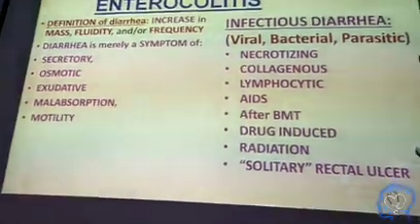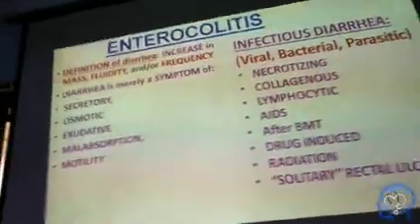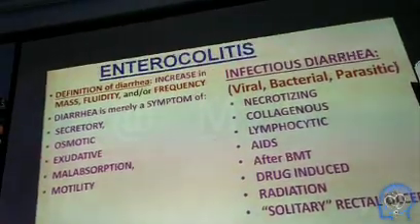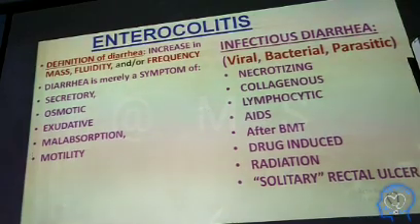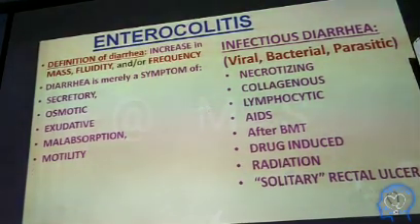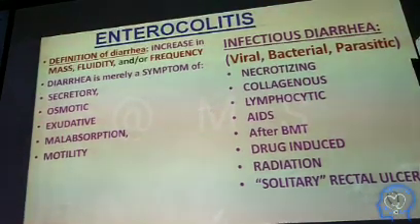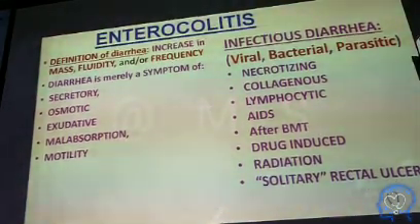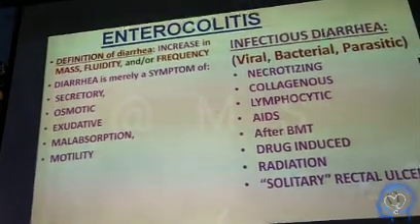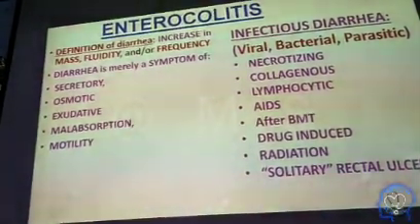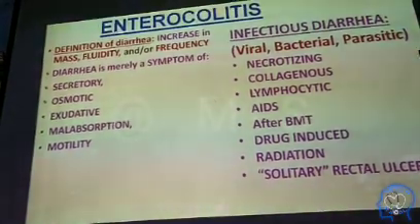Enterocolitis, by definition, is an infection or inflammation which manifests in what? Diarrhea and food poisoning. Diarrhea is basically a massive fluidity, an increase in the frequency as well as the quantity. And diarrhea is due to what defect? Secretory, osmotic, exudative, malabsorption, and motility defects of the GIT.